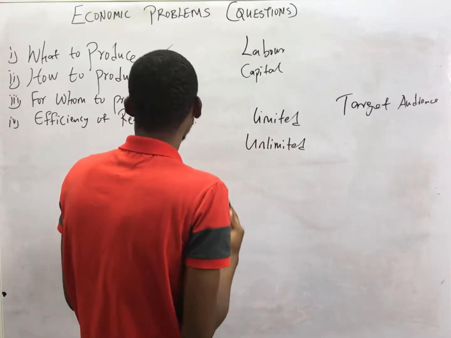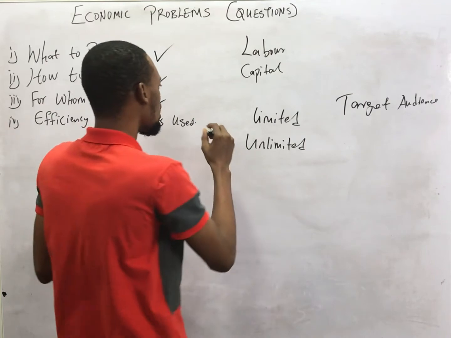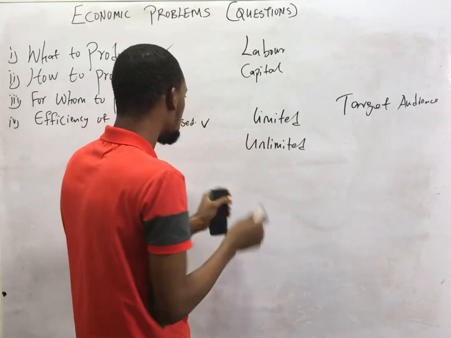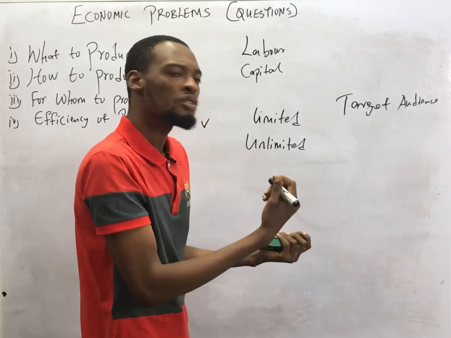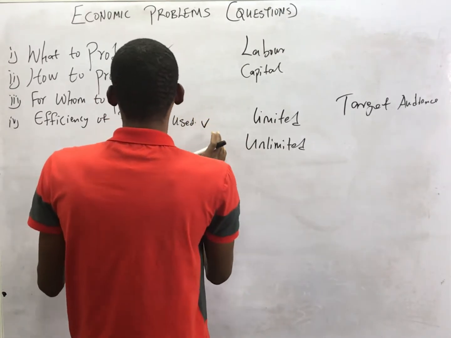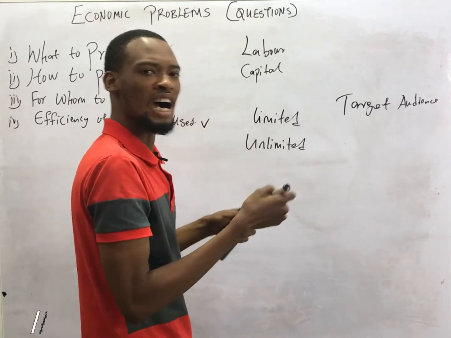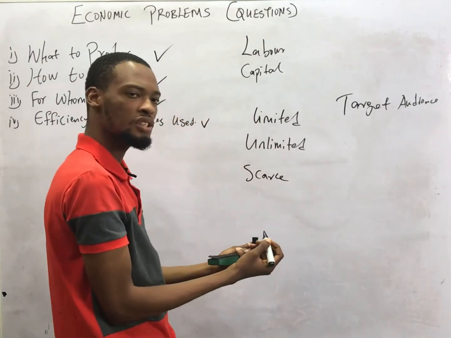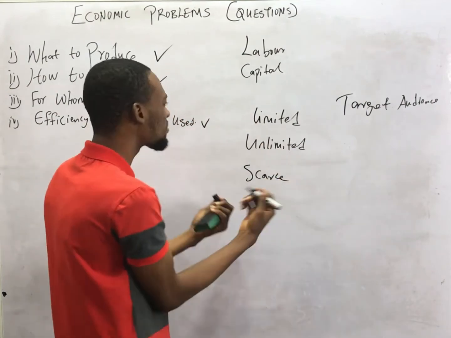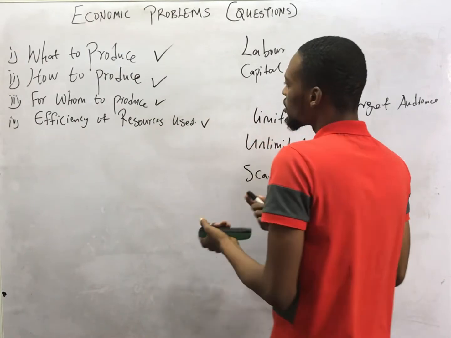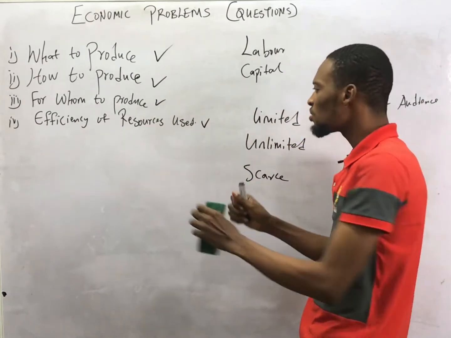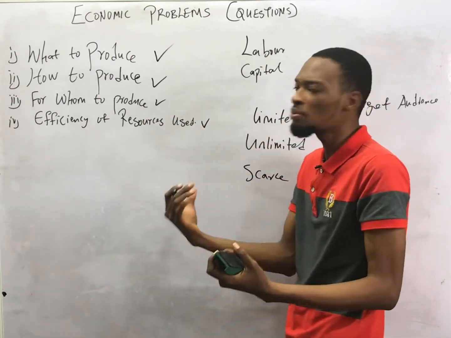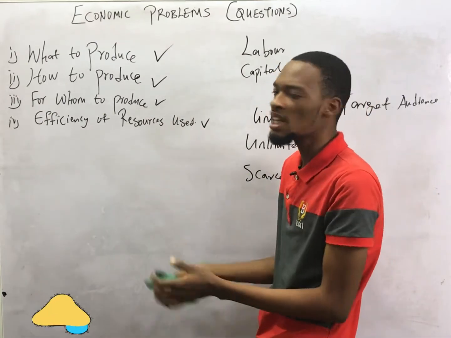And after that, efficiency of resources. We've established that we have limited resources and human wants are unlimited. So how do we efficiently use these available resources? How do we efficiently use these scarce resources to satisfy the need of human beings, to keep the economy moving? So that's the fourth economic question or economic problem or problems of the society.